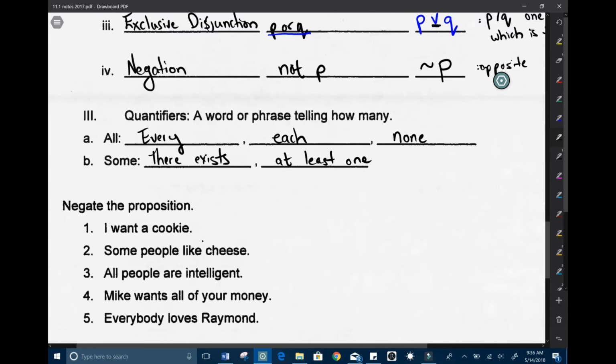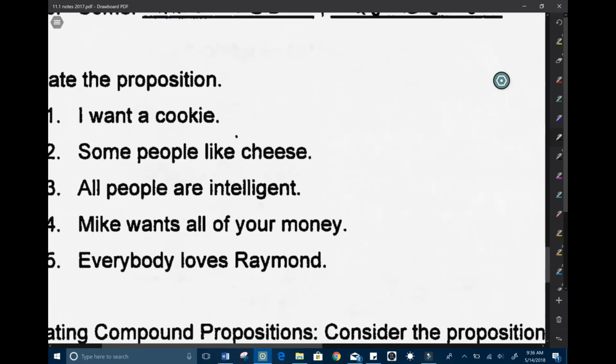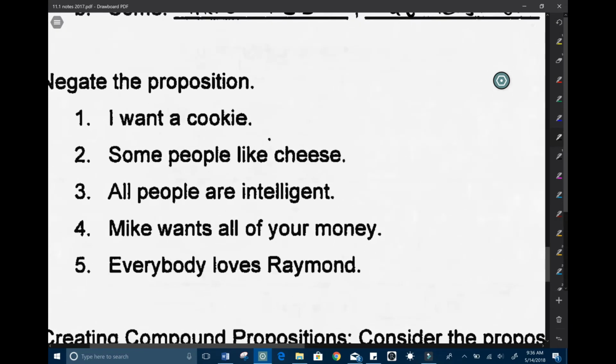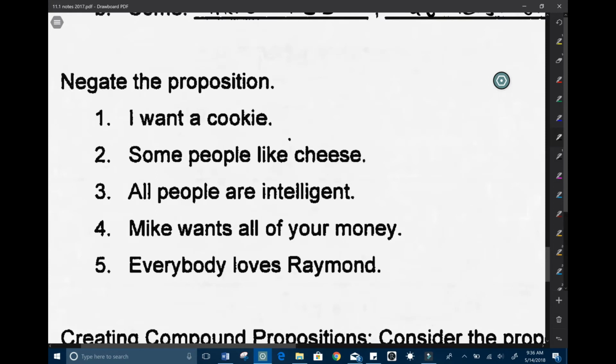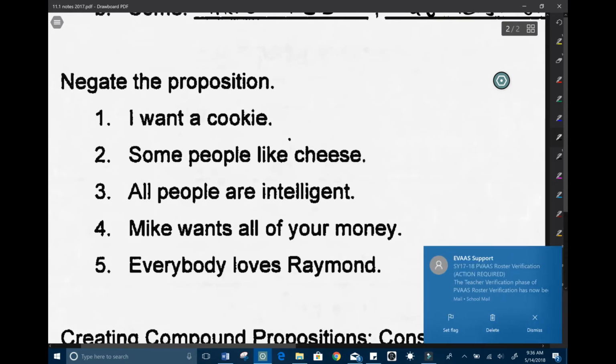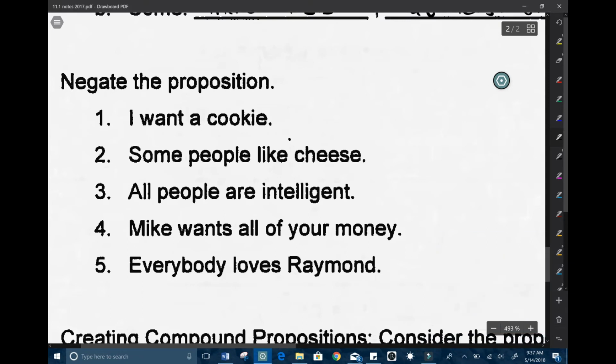So, let's see what's going on here. To negate a proposition, negating is just doing the opposite. So, to negate this proposition, if the proposition is, I want a cookie, negating is just taking the opposite. So, I do not want a cookie.